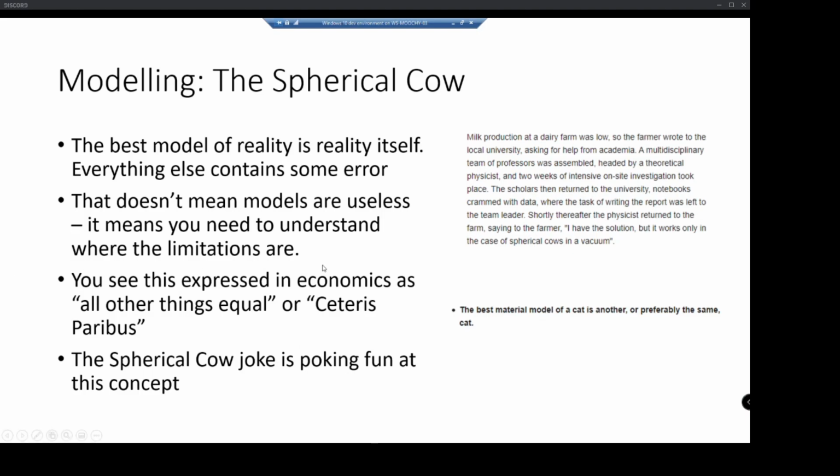In economics, one of the biggest spherical cows is "all other things equal." You'll see economists say this, which basically means that they draw pretty graphs and things about where things are going to go and what's going to happen, but there's always an underlying assumption of all other things equal, which is never true. So there's always some error.